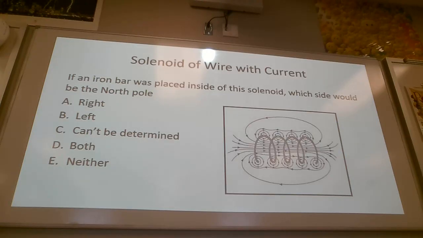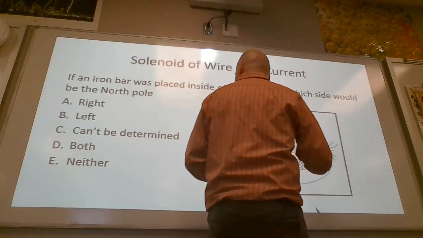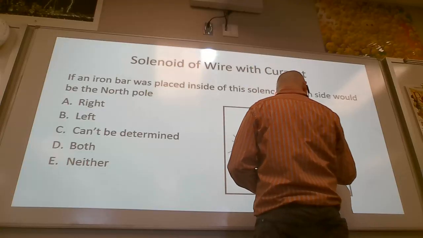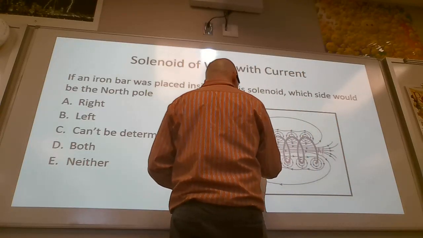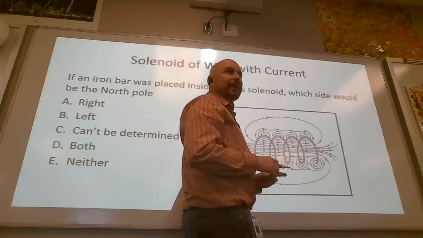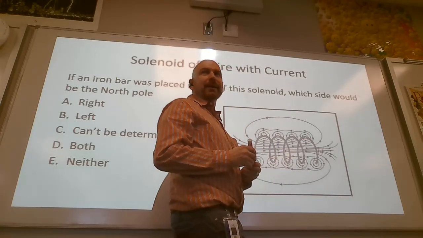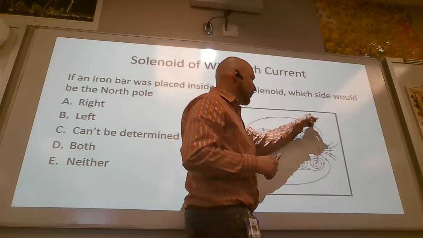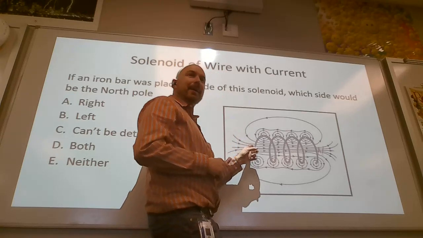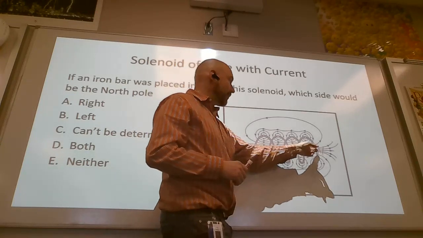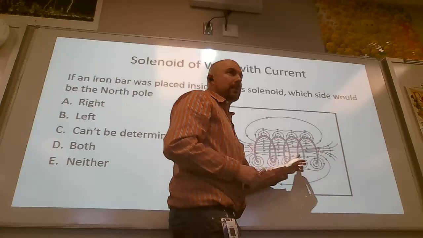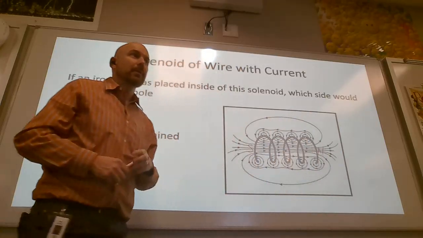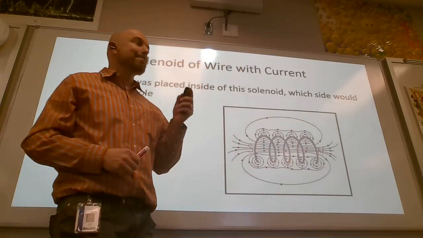Correct answer is A. Okay, so outside the magnet, magnetic field lines go out of north into south. Inside the magnet, it goes from south to north to make a complete loop. Good with that? Okay.